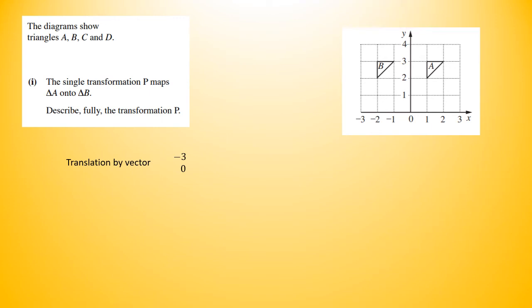So it's a translation in which triangle A has been mapped onto triangle B via a translation of the vector (-3, 0). So in a case where you choose translation as a single transformation, you have to mention the translation vector, the vector which maps triangle A onto triangle B.